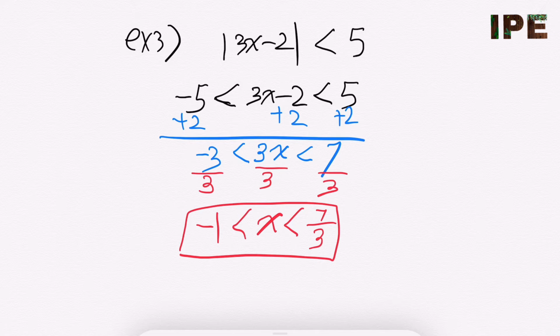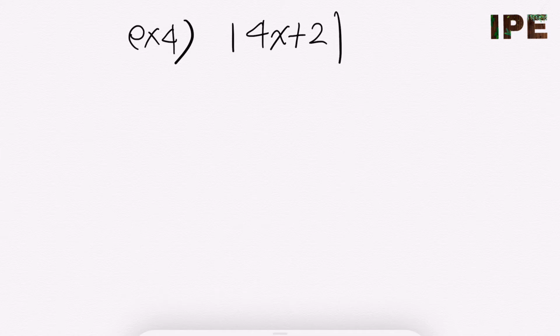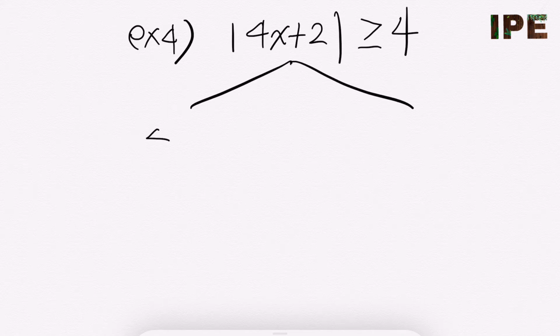Example 4 is about the not less than. What if the absolute value of something is greater than a number? That's the next example. Example 4, absolute value of 4x plus 2 is greater than or equal to 4. It is not less than, it's greater than. In that case, you solve twice. So 4x plus 2 may be greater than or equal to 4. Okay, the distance from the origin to 4x plus 2 is greater than 4.